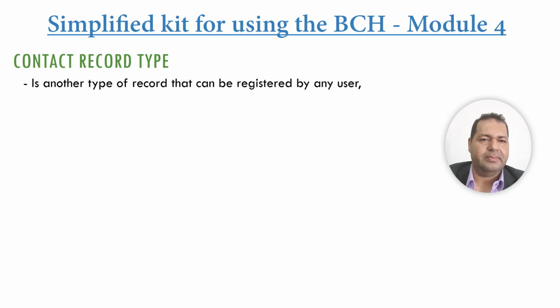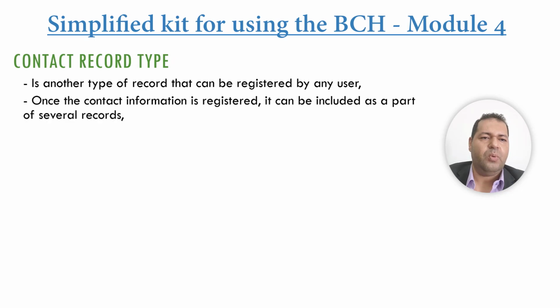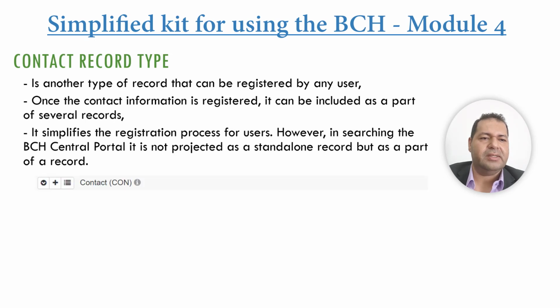The Contact Record type is another type of record that can be registered by any user. Once the contact information is registered, it can be included as part of several records. It simplifies the registration process for users. However, it is not projected in the BCH Central Portal as a standalone record, but as a part of a record.